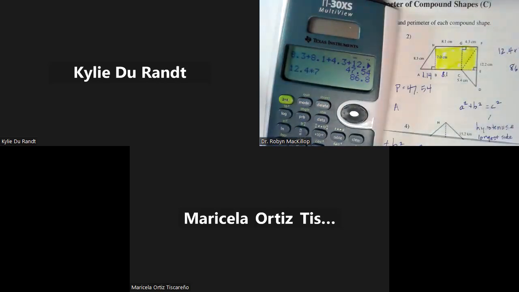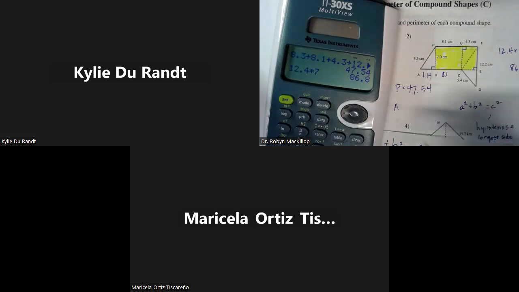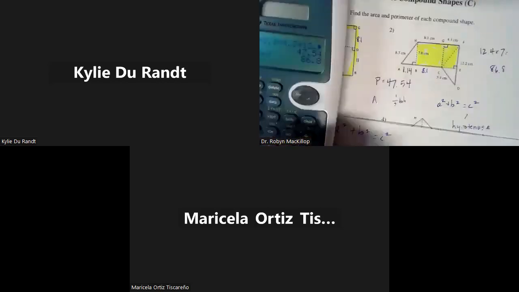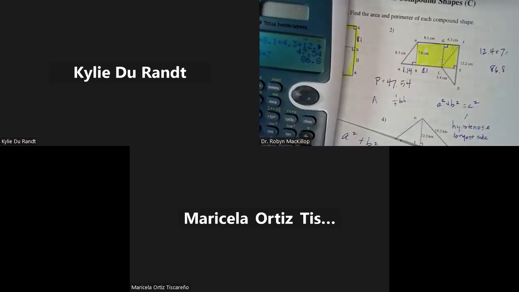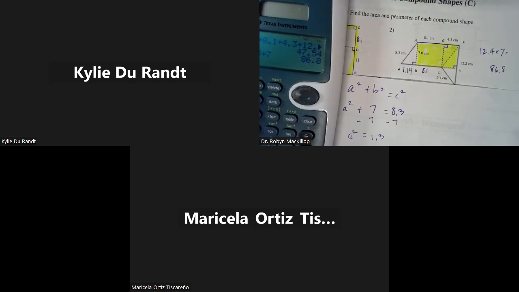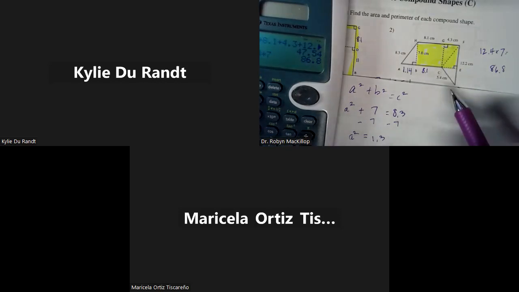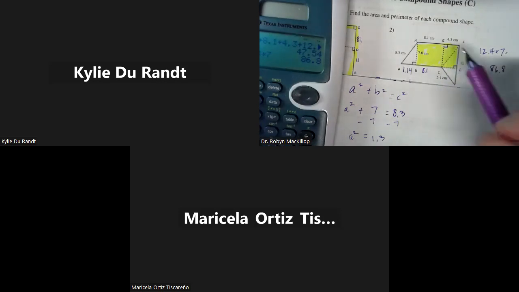That leaves us with two little triangles, doesn't it? And again, the area of a triangle is 1/2 base times height. So let's start with this little guy down here. We actually have this measurement right here. It's 4.3.